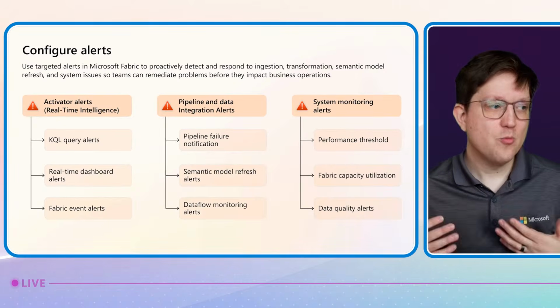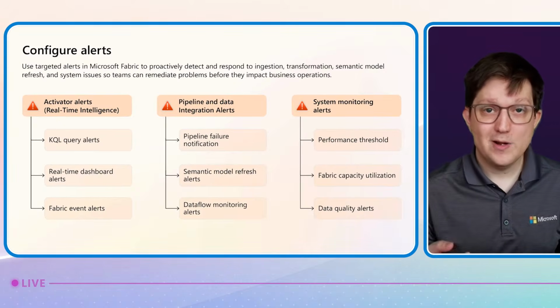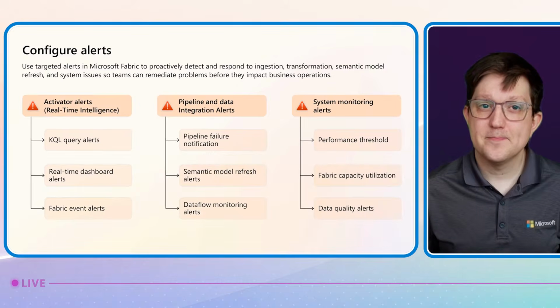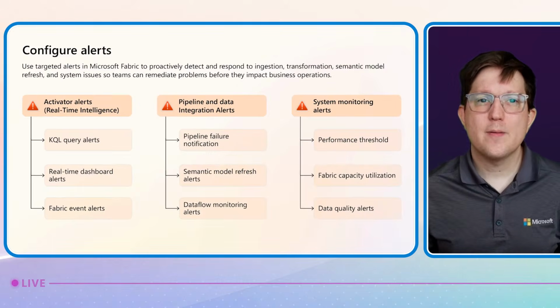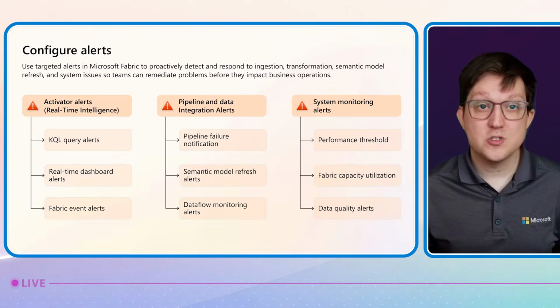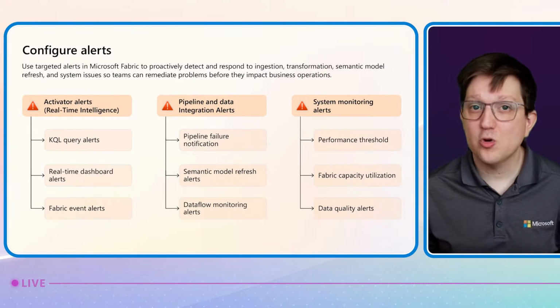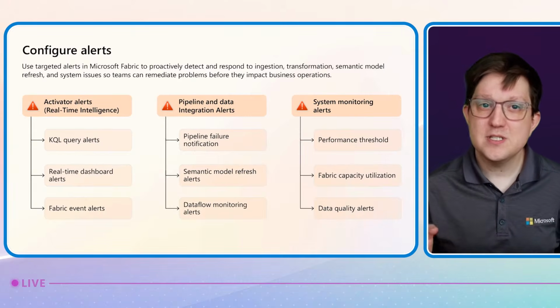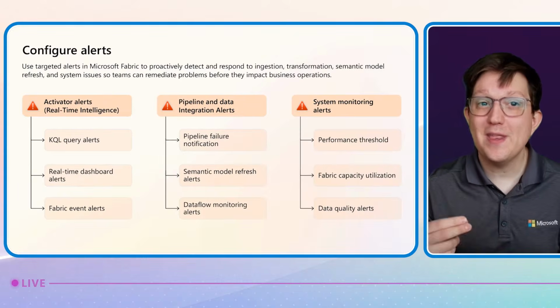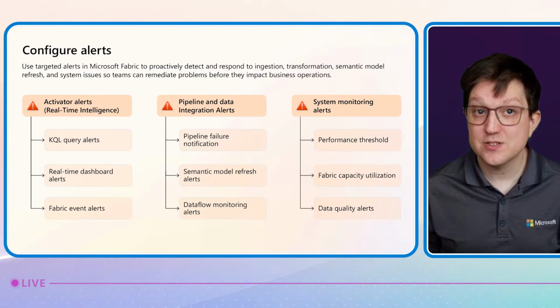Now, because we have one central monitoring solution, we also have one easy alerting system. You can use targeted alerts in Fabric to proactively detect and respond to ingestion, transformation, semantic model refreshes, and system issues, so teams can start remediating problems before they actually impact business operations.